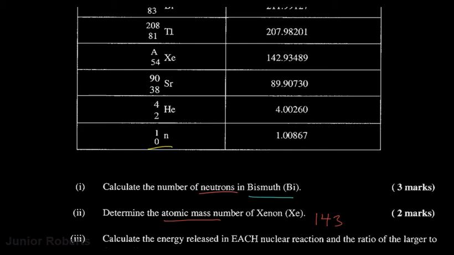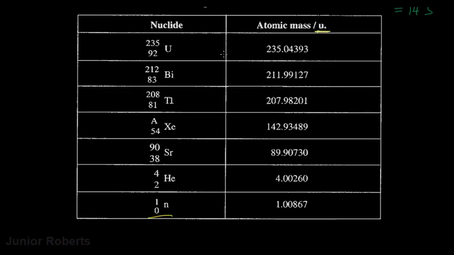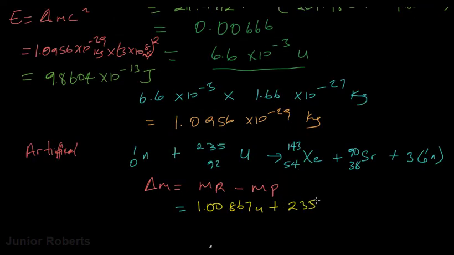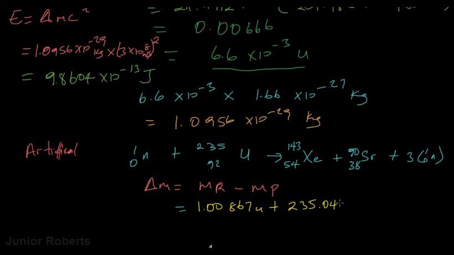And we'll find the neutron, which is 1.00867 atomic mass units. So we can say plus the mass of uranium. Uranium is 235.04393. And that's our reactants, minus the mass of our products. We're going to put it below here.